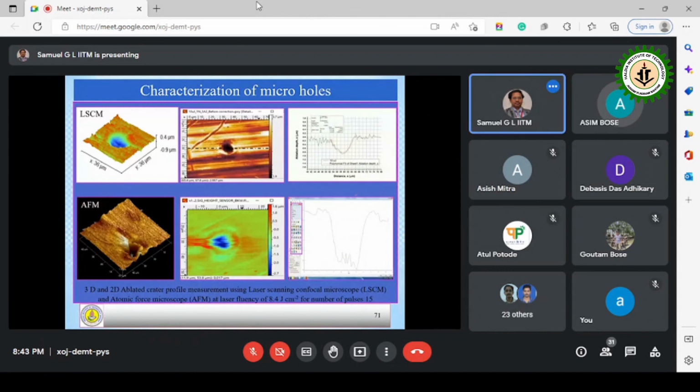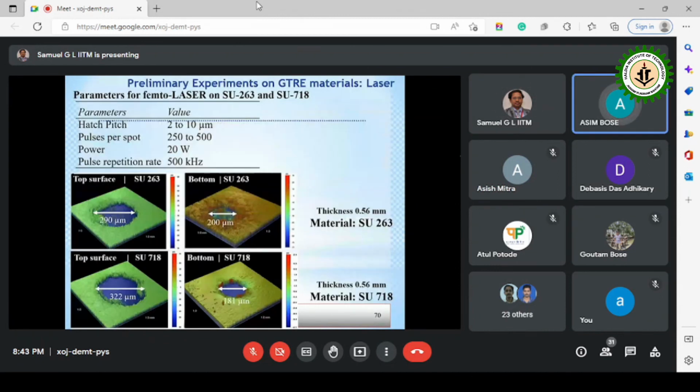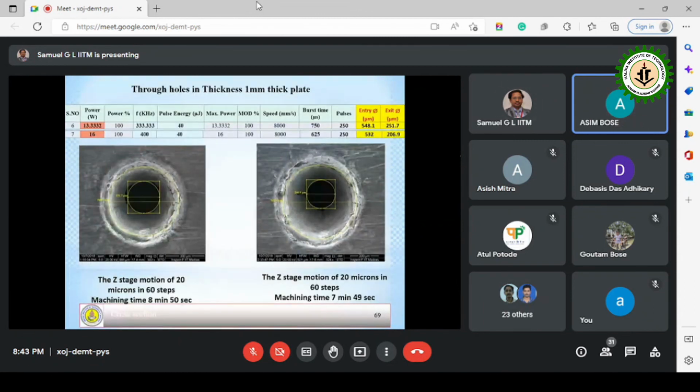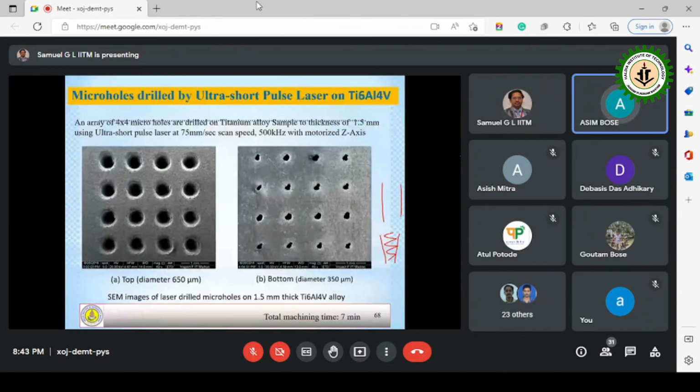Sir, in the previous slide, you have shown that the holes that were drilled are having a tapering effect. Yes. And that you are overcoming by trepanning. Yeah. Okay.